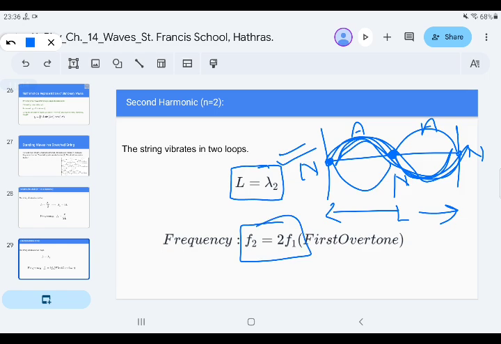And if you try to find the frequency here, frequency is equal to speed upon wavelength. Wavelength is L. So if we compare this with the previous one, which was f1 equals v upon 2L, we find that the frequency of the second harmonic is twice the frequency of the first harmonic. It is also called the first overtone.